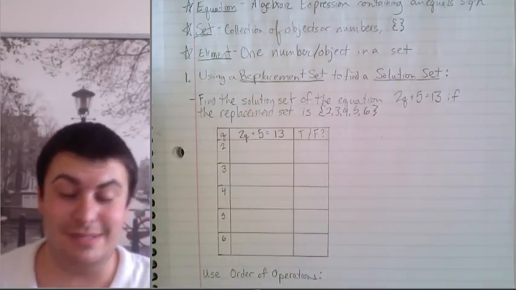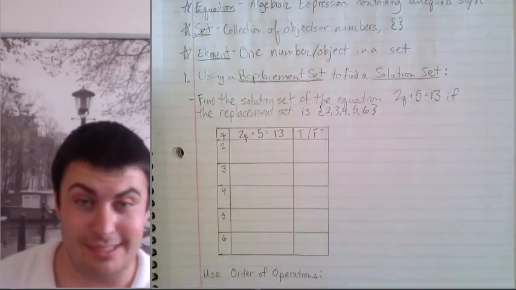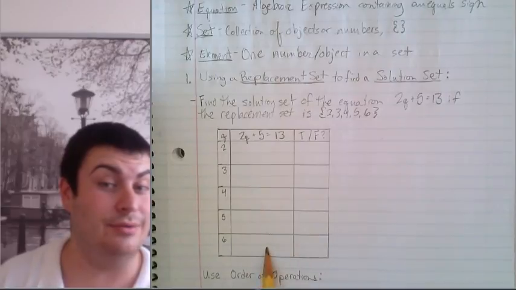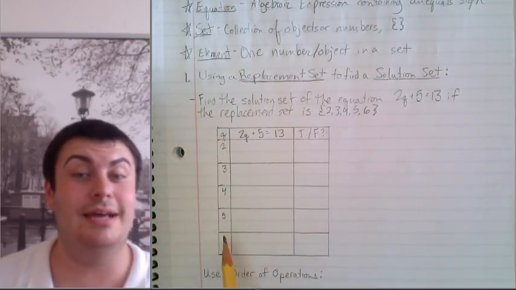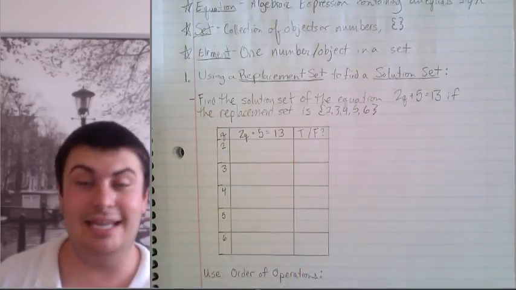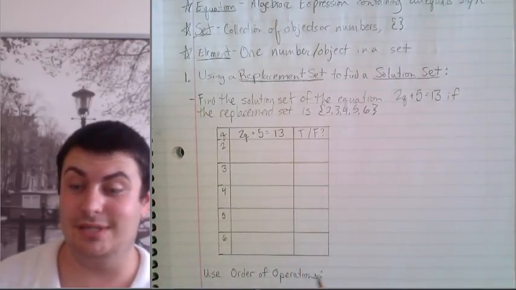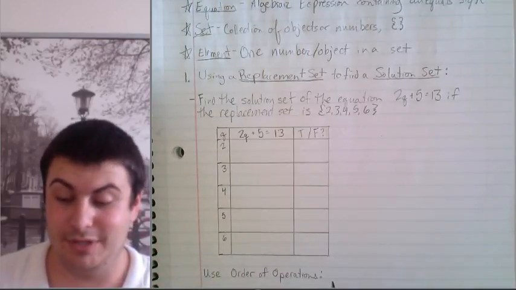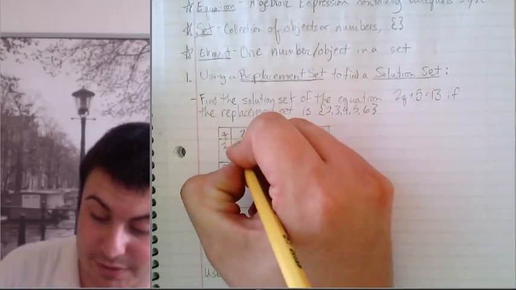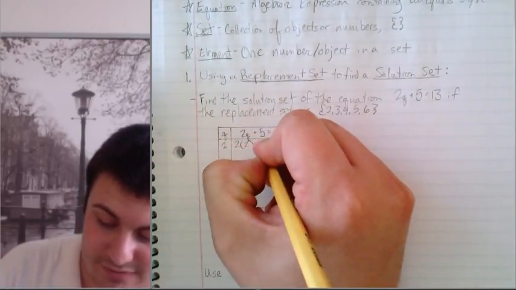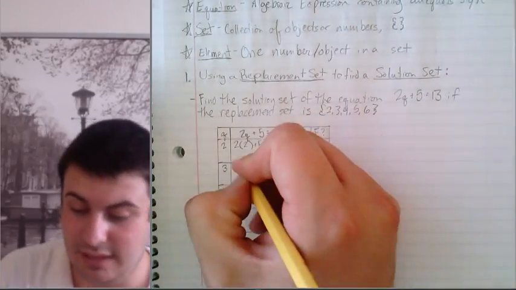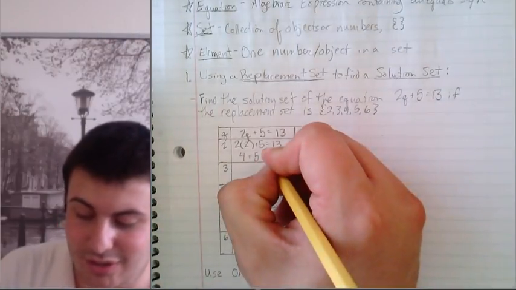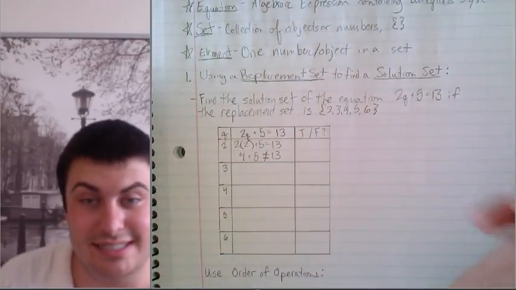Now, when we use a replacement set, we must set up a table with our replacement set along one column. We're going to put that value into the equation and then indicate if it's true or false. So we're going to solve the equation 2q plus 5 equals 13 if the replacement set is 2, 3, 4, 5, and 6. We take our first value for q, plug it in: 2 times 2 plus 5 equals 13. Let's see, then we get 4 plus 5. Does that equal 13? No, 4 plus 5 is 9, not 13. That does not equal 13.